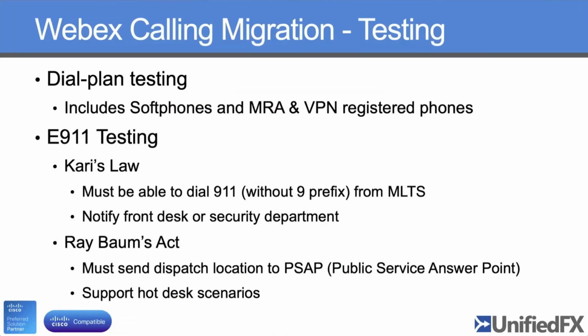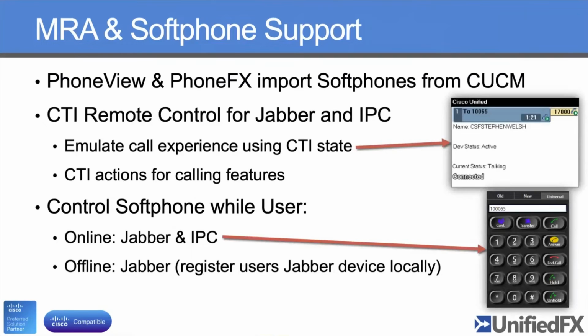A point to note in terms of testing, for example, things like dial plan testing, you can also work with soft phones, MRA and VPN registered devices. So pretty much the whole range of things that work against your cluster from a dial plan perspective can all be directly controlled and tested using PhoneView. Specifically in terms of MRA and Softphone support, we use CTI state data and we visualize a rendering that shows you the calling state activity of the phone, the lines, the calls on it, etc. So that allows you to see the state of the device for MRA or soft phones, etc.